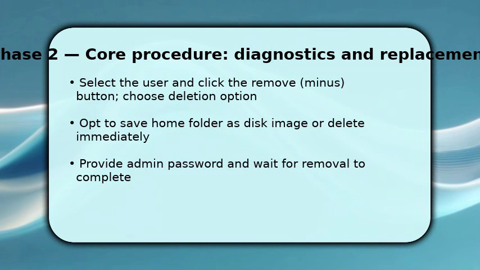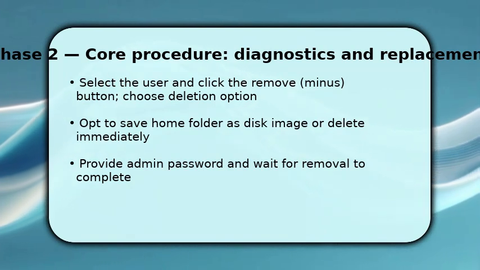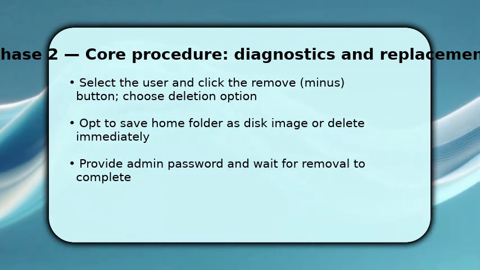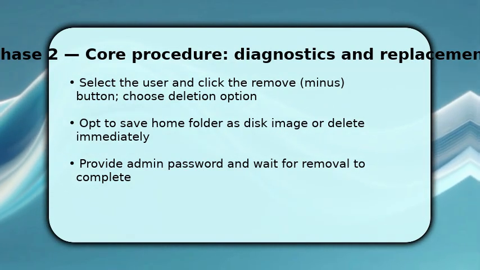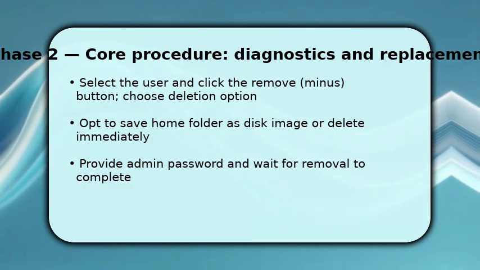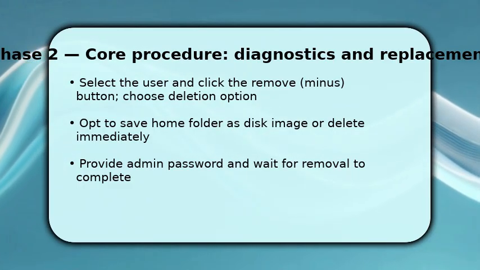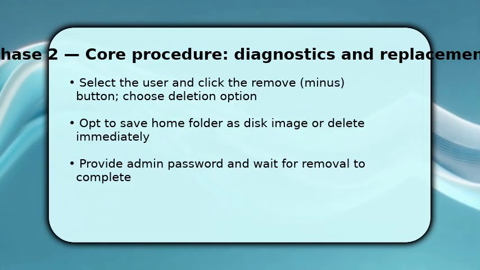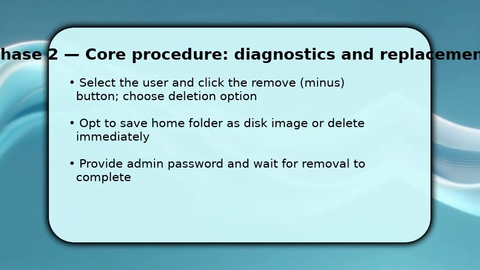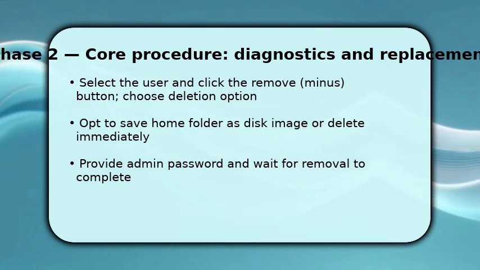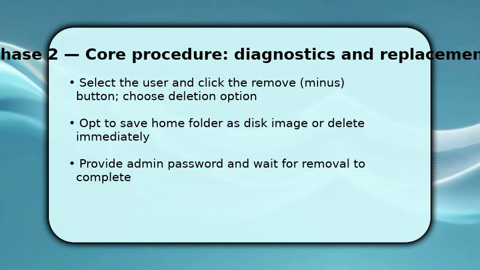Now remove the account. Select the user and click the minus button. Choose whether to save the home folder as a disk image or delete the home folder immediately. Saving gives you recovery time, while deletion frees space at once. Enter your administrator password when prompted and let macOS process the request. This can take minutes or longer for large home folders.